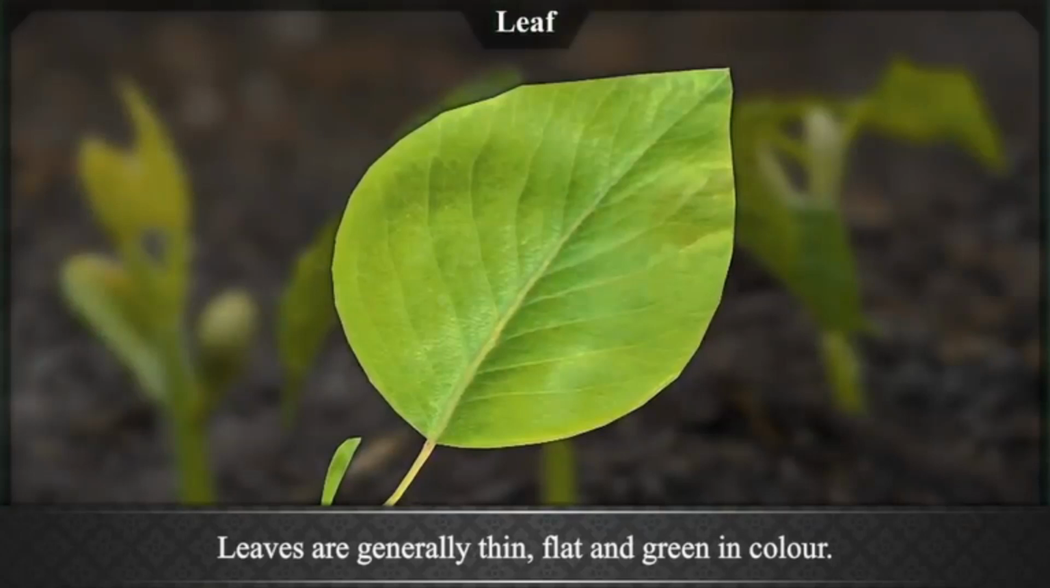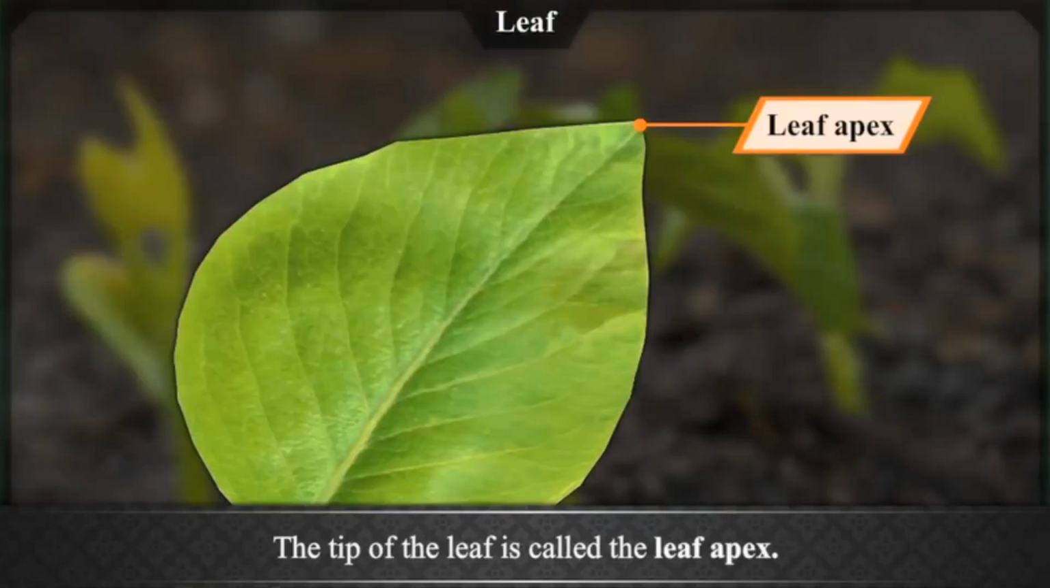Leaf. Leaves grow and expand. The tip, or the outer end of the leaf, is called the leaf apex. It may be tapering, pointed, or rounded.